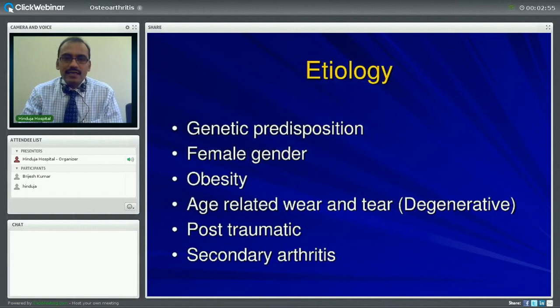First is the etiology. What are the causes of osteoarthritis? A genetic predisposition is one of the commonest things. In female patients, this condition affects comparatively an earlier age group than male patients. Obesity, age-related wear and tear, post-trauma, and there are other types of arthritis which lead to osteoarthritis later on.